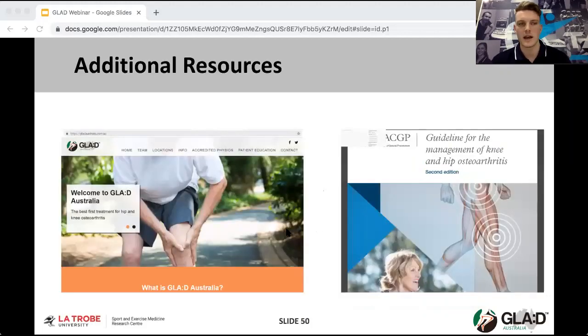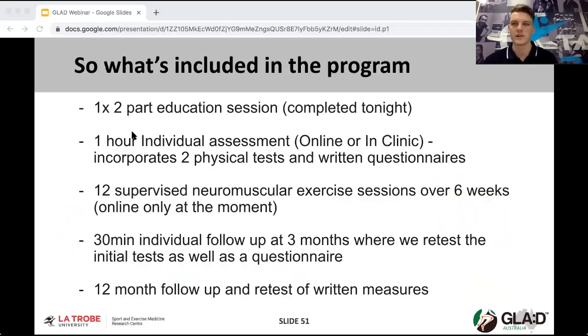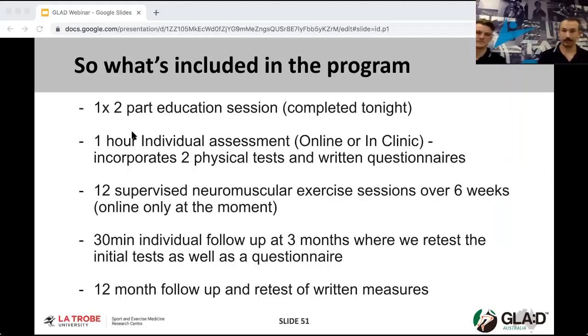And just finally, here are some additional resources. You've got the GLAD page, which you can Google. And you've also got the Royal Australian College of General Practitioners guideline, which is a good read as well. You can find that on Google as well. Alrighty, so what I'll do now is I'll pass over to Tom and he'll go through the final few slides. Thanks for listening.